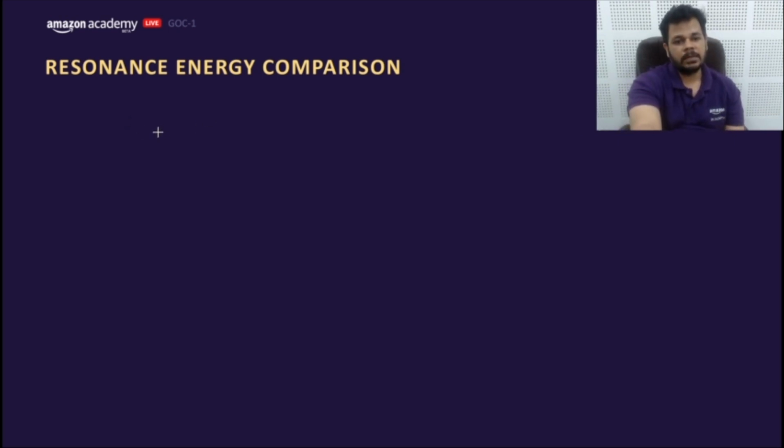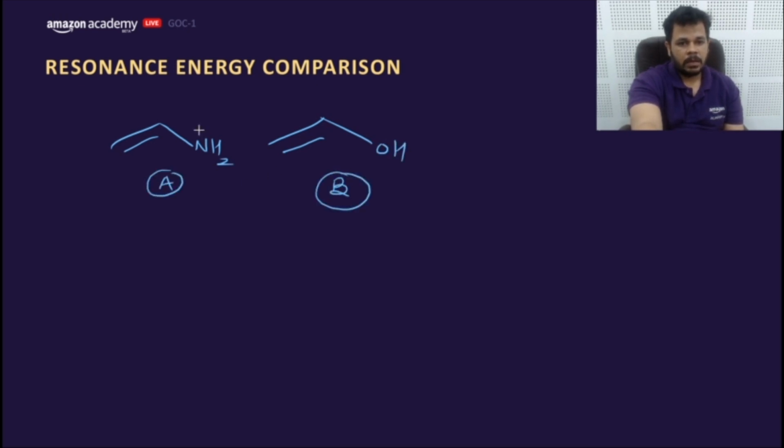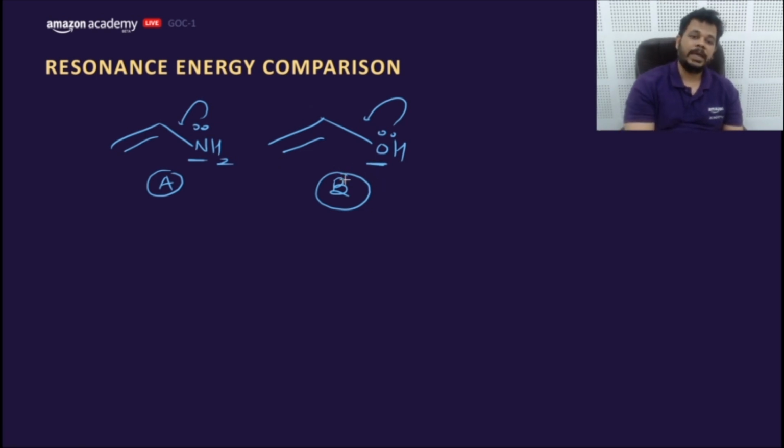Resonance energy comparison. Let's have an example. If it is given like this, NH2, and if it is given like that, OH. This is A and this is B. This is nitrogen and this is oxygen. Both will form 2p-2p resonance. But who will give the lone pair, oxygen or nitrogen, easily? So the answer would be given as ease of resonance.